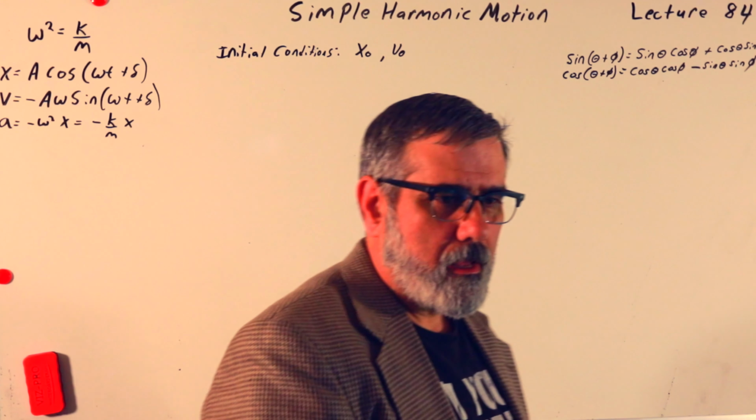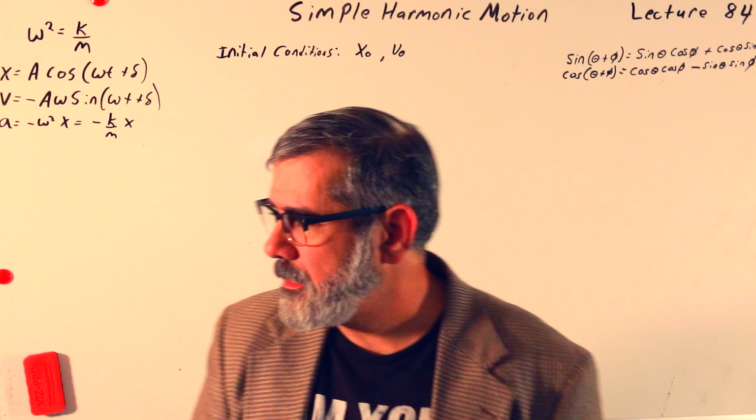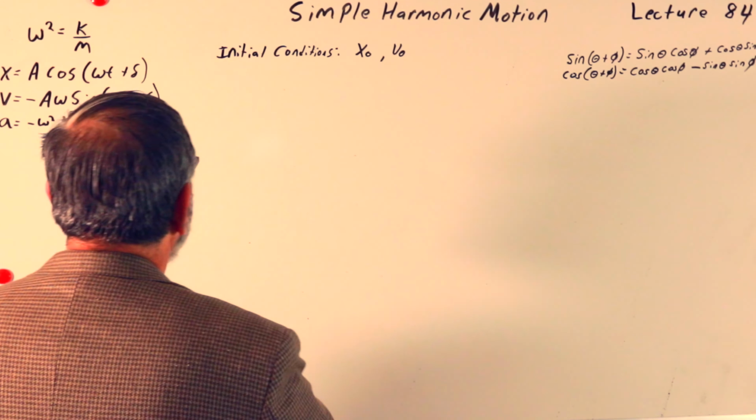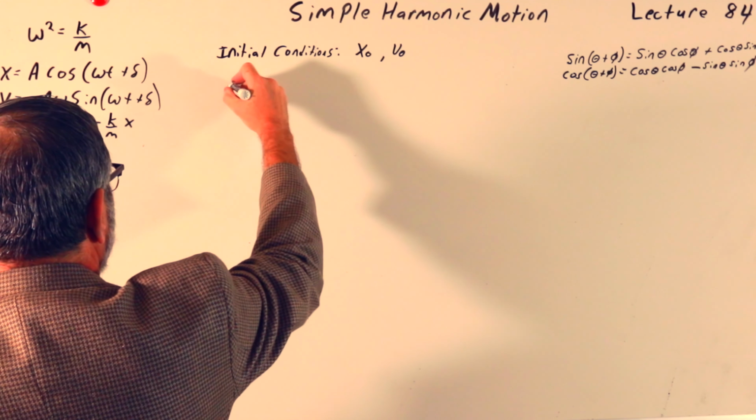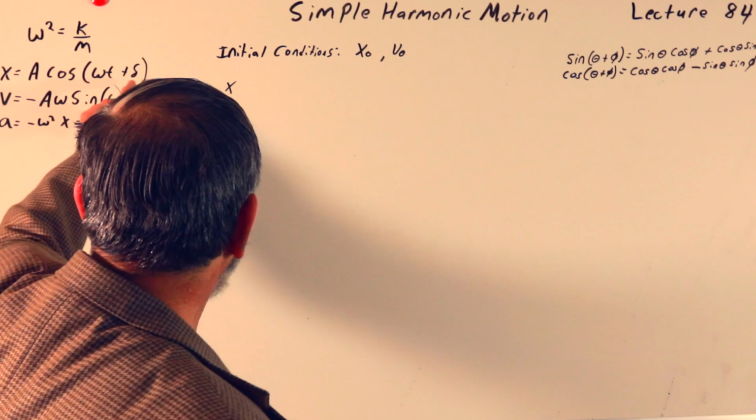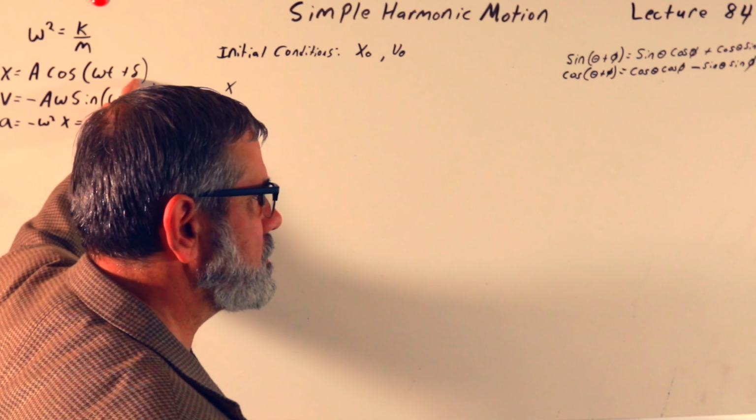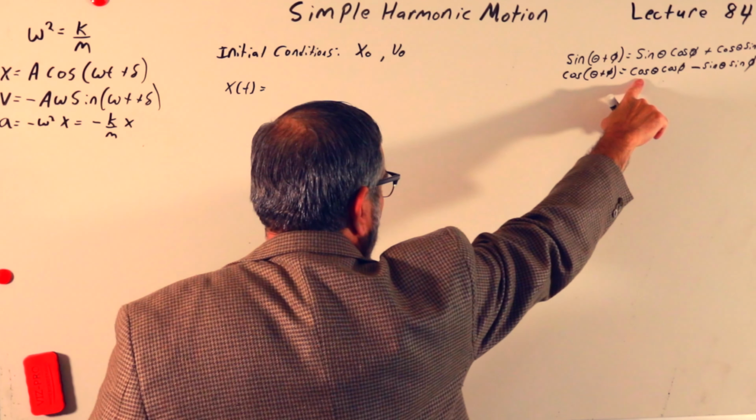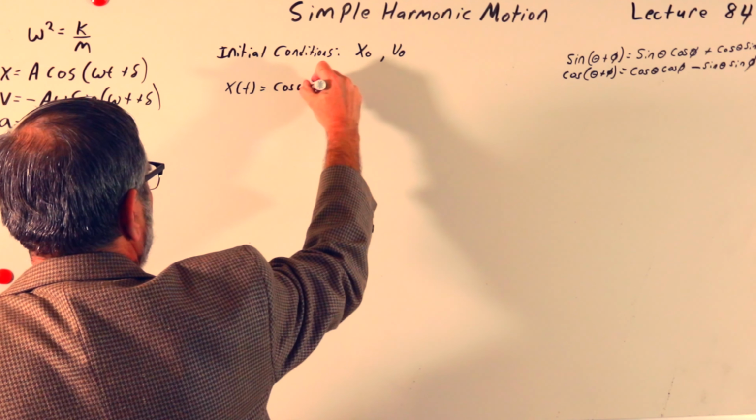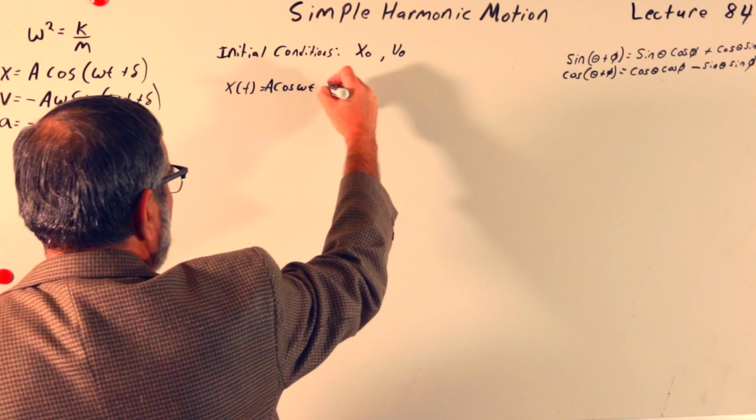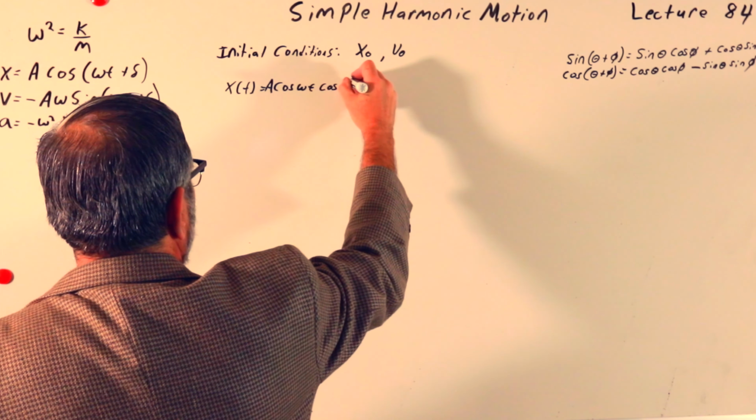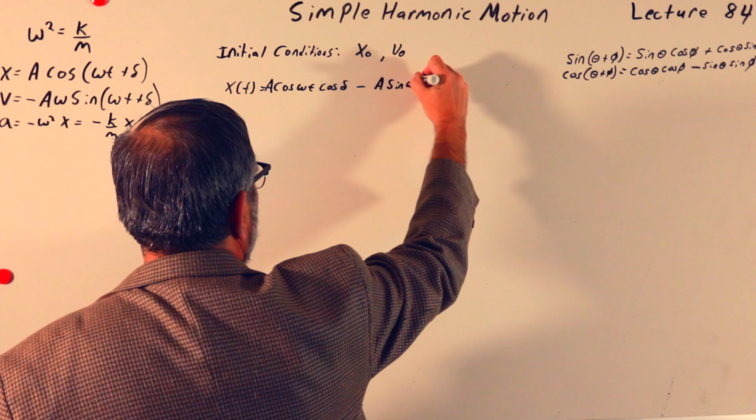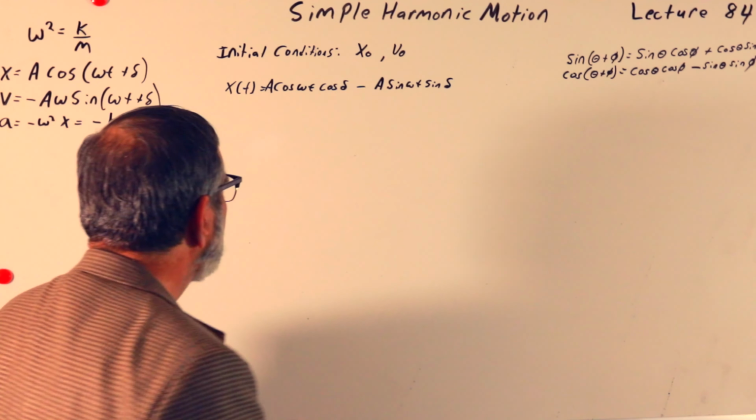There we go. Initial position, initial velocity. So we can use these identities to get the equations into that form. Let's start with the position function and rewrite it using this identity, where omega t is the theta and delta is the phi. So x as a function of time is equal to a times the cosine of omega t times the cosine of delta, minus a times the sine of omega t times the sine of delta.